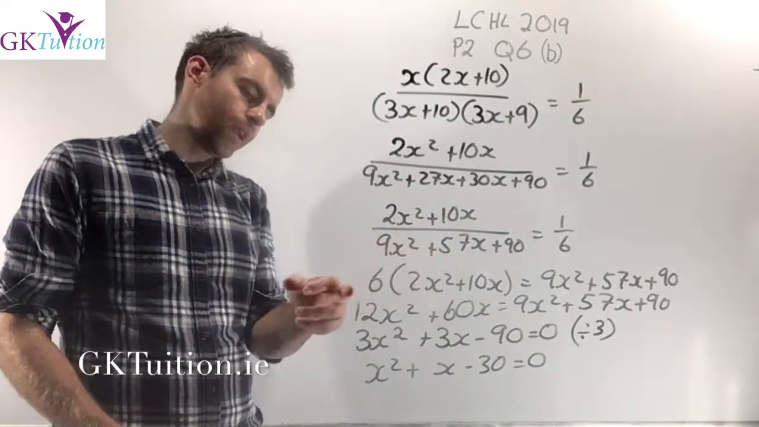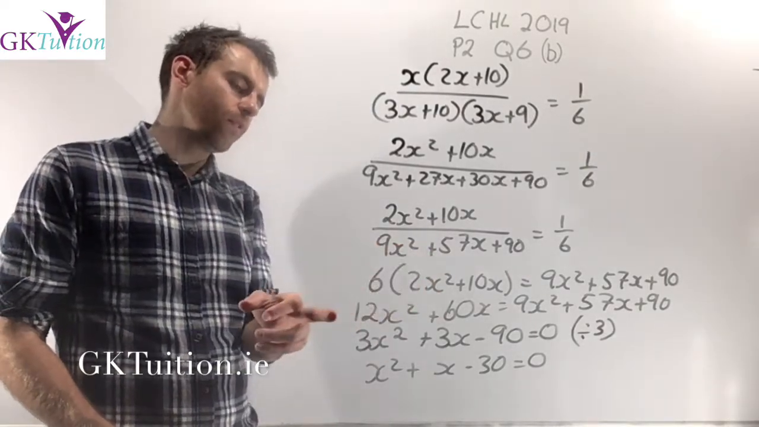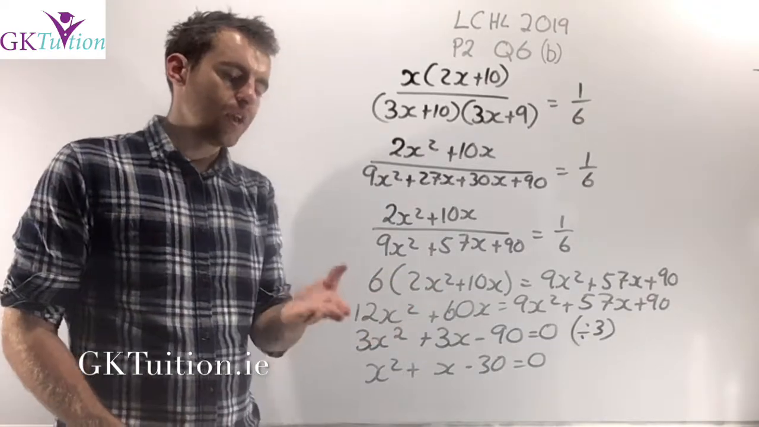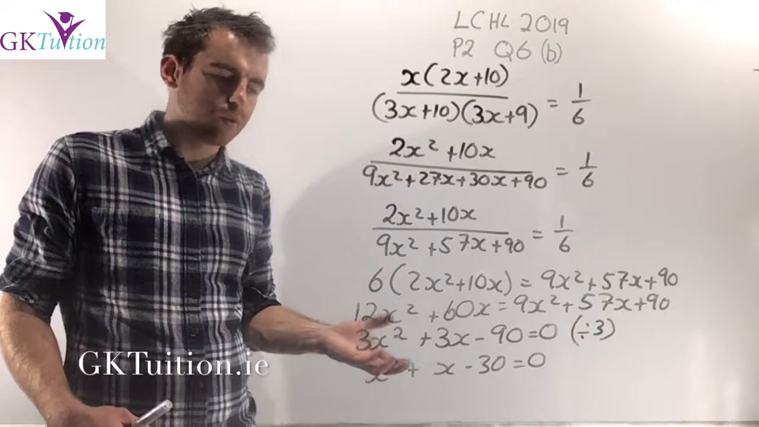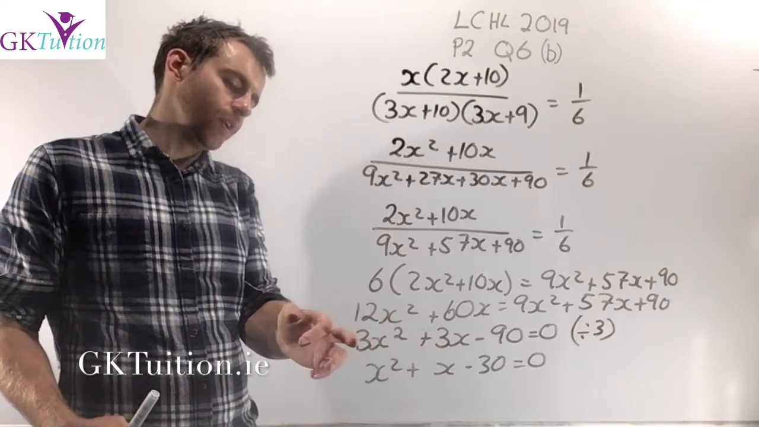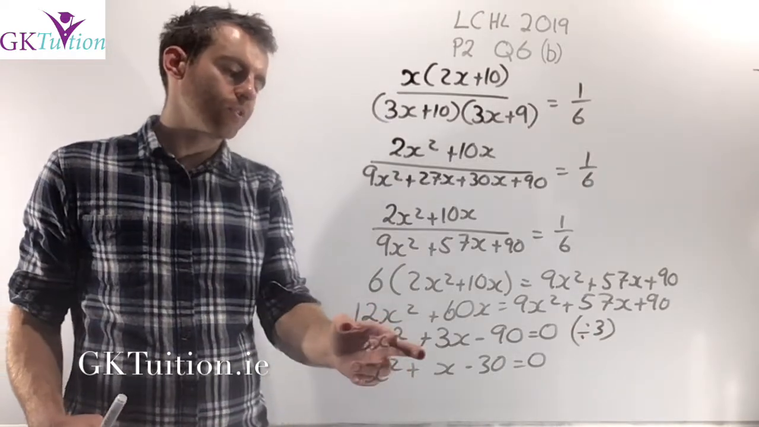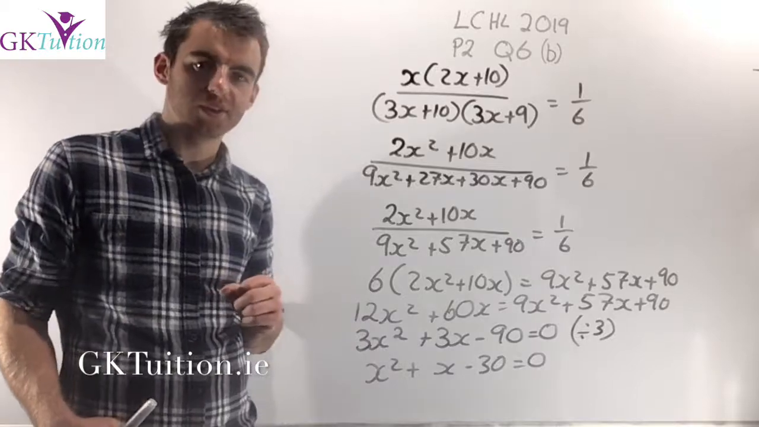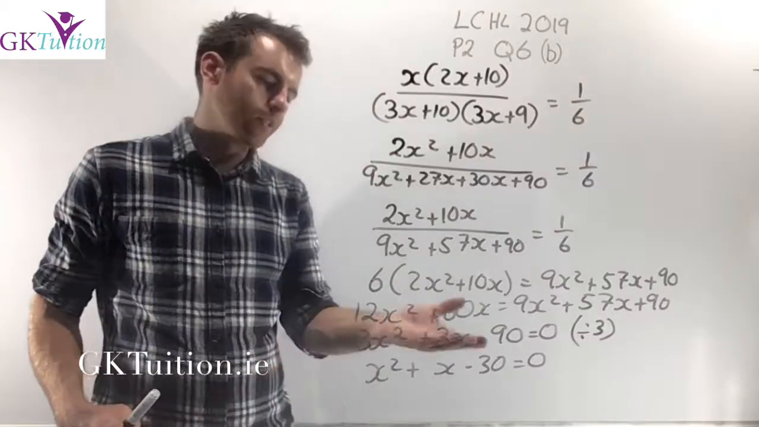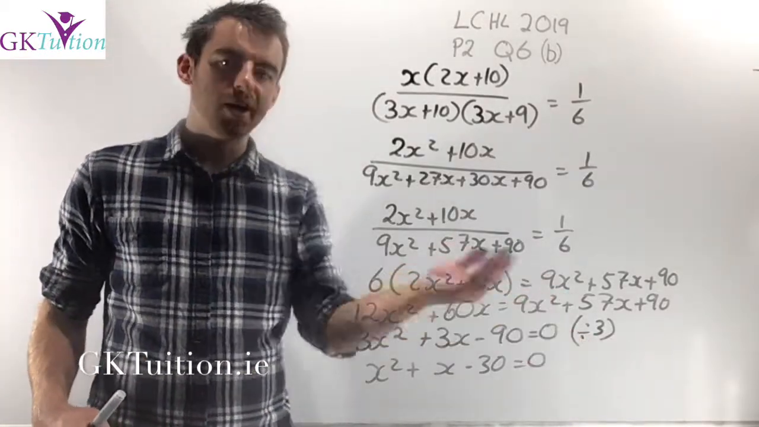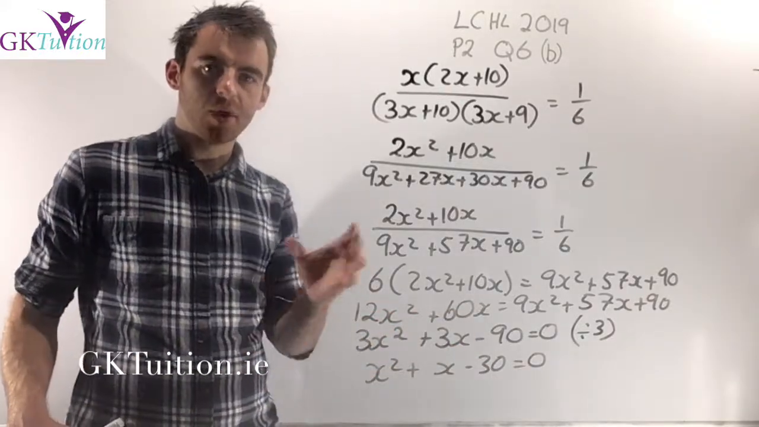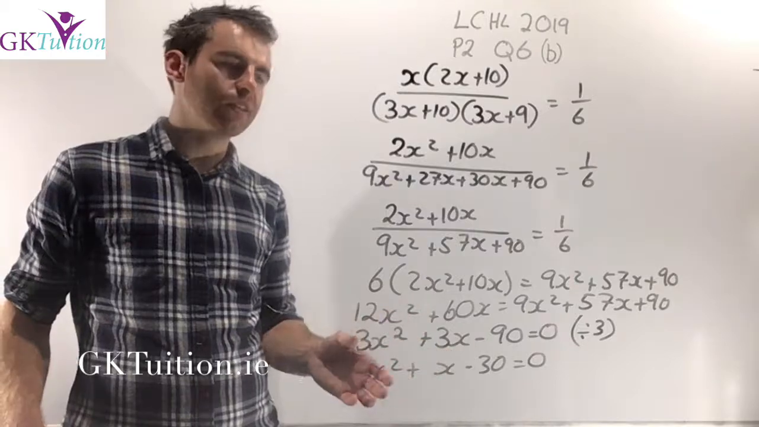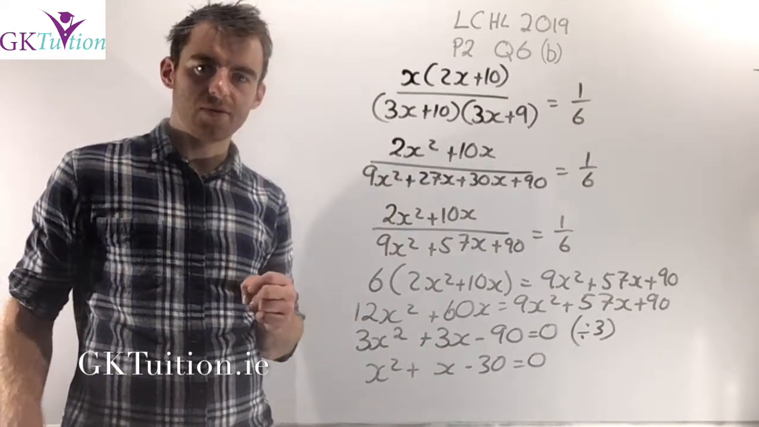We just multiply it out. 6 by this gives me 12x squared plus 60x. Now we've got x squareds, we've got x's, and we've got numbers. So clearly we've got a quadratic equation, and it simplifies down to 3x squared plus 3x minus 30 equals 0. Those numbers are a little bit too big, so it's much easier if we divide everything by 3. We get x squared plus x minus 30 equals 0. So to finish this off now, all we need to do is factorize and find the value of x.